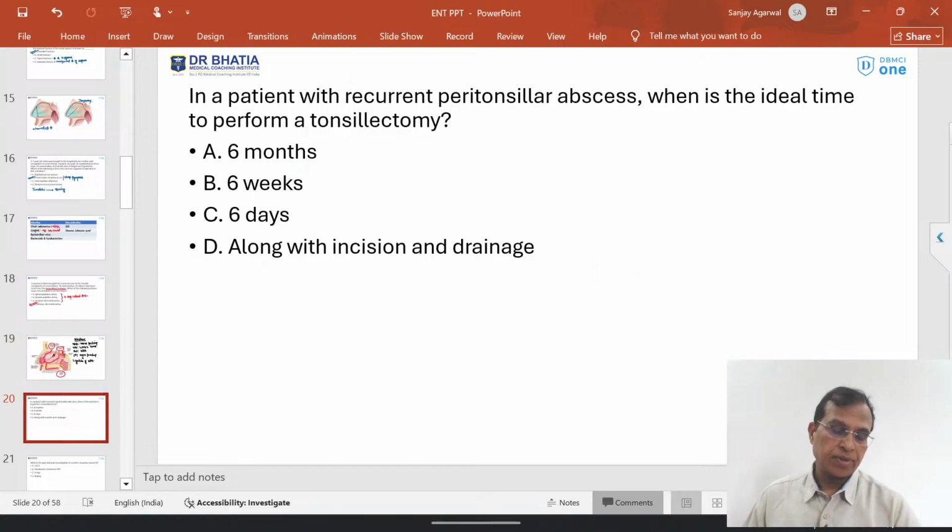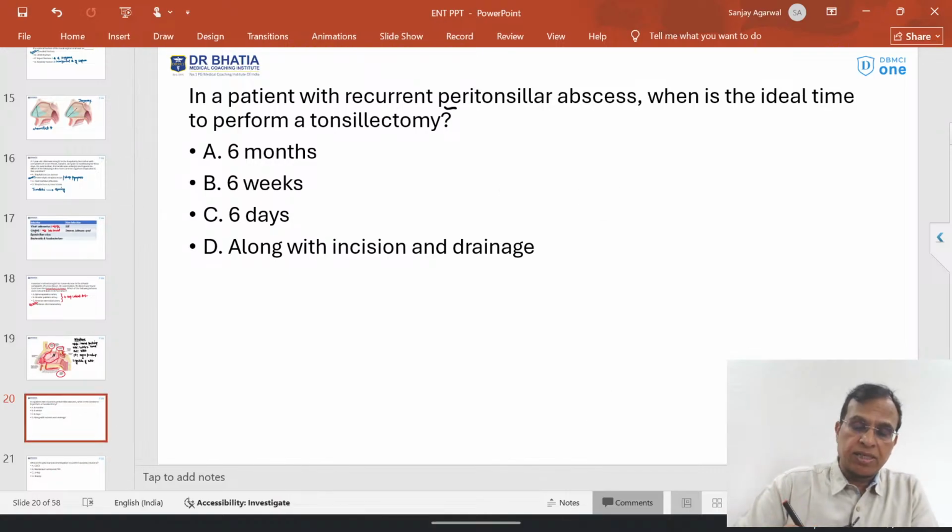Next, in a patient with recurrent peritonsillar abscess, when is the ideal time to perform tonsillectomy? Because we have discussed this topic, we already know that peritonsillar abscess is the other name for Quinsy.